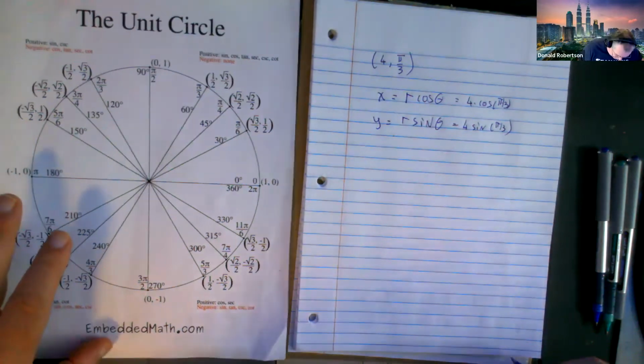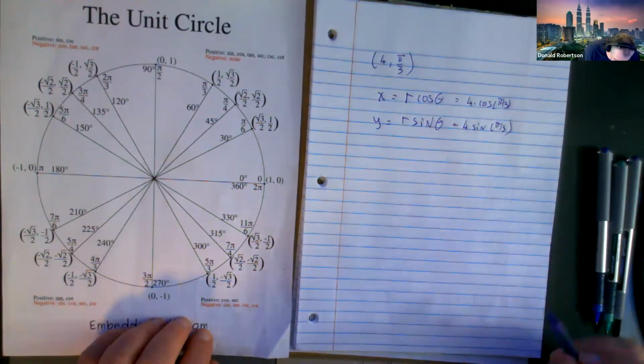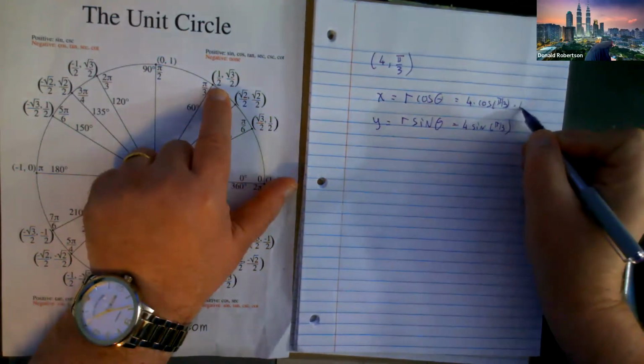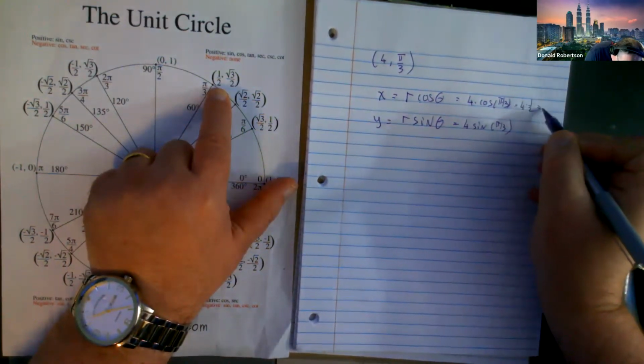Go to your unit circle. If you do the pi upon 3, which is this one, the cosine is a half. So 4 times a half gets me 2.